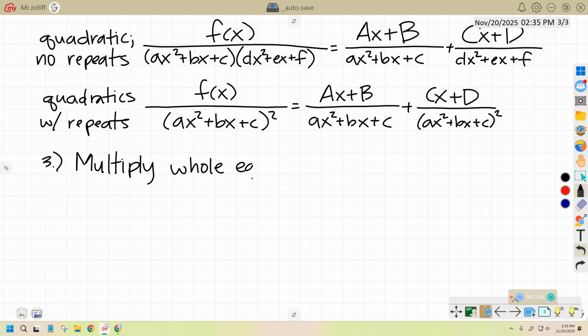Multiply the whole equation by the original denominator. Everything by the original factor denominator, yeah.